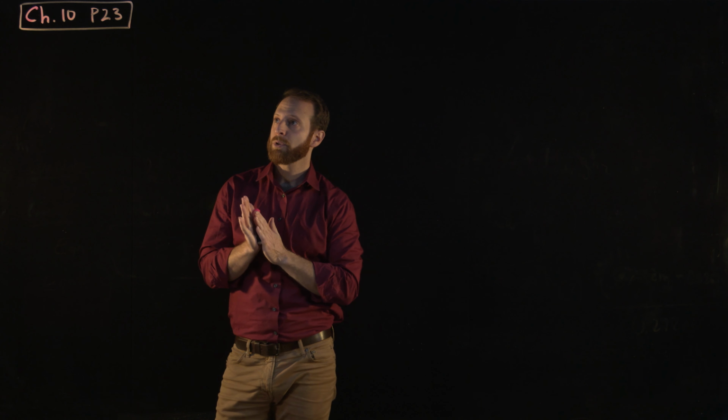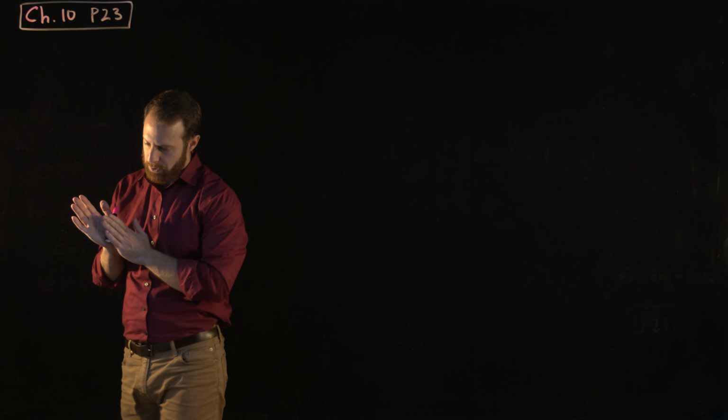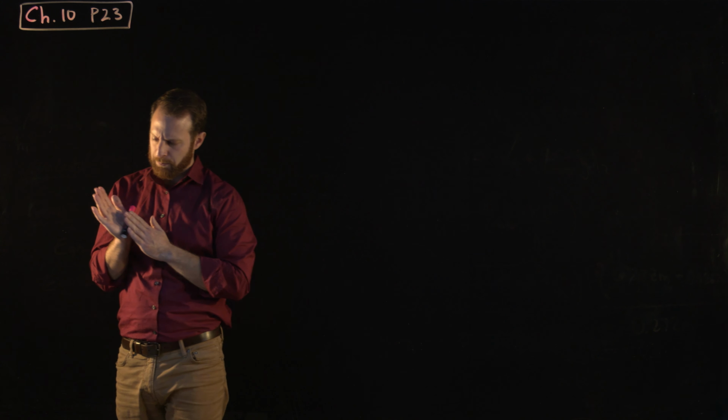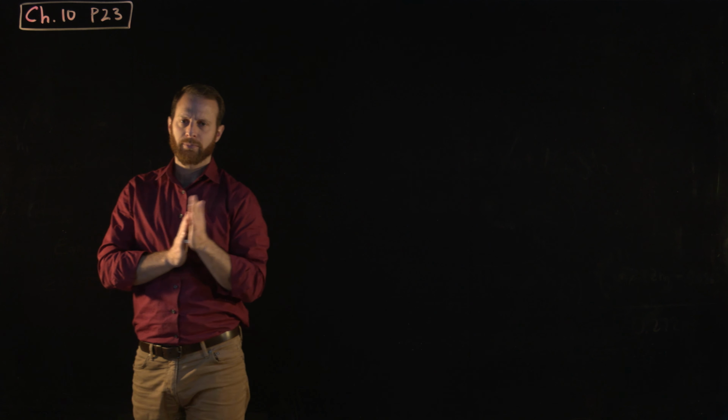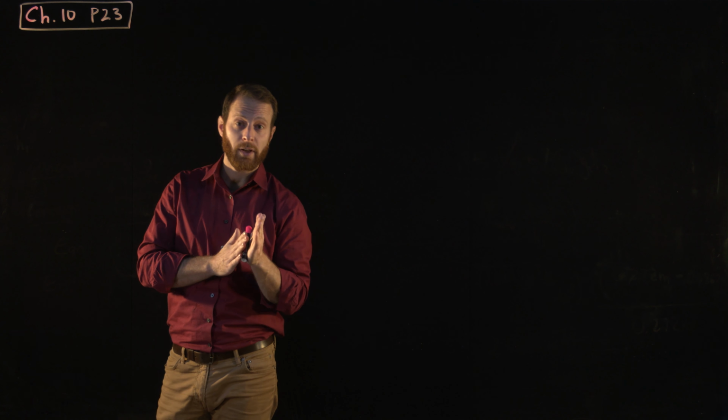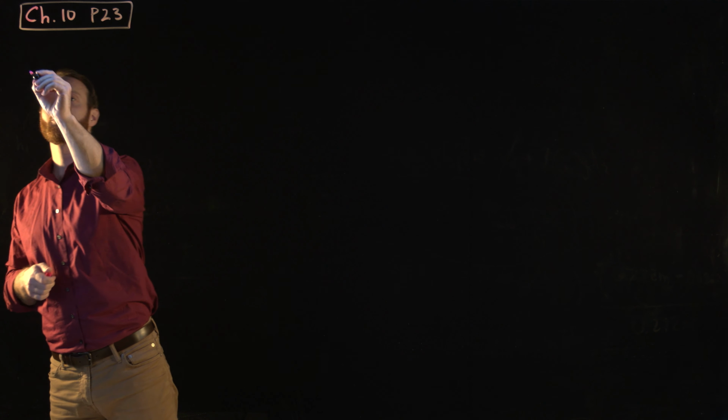Okay, so chapter 10, problem number 23, which says, what fraction of a piece of iron will be submerged when it floats in mercury? It doesn't tell you anything about the mass of the iron, doesn't tell you anything about the volume of the iron, so let's see how much progress we can make.